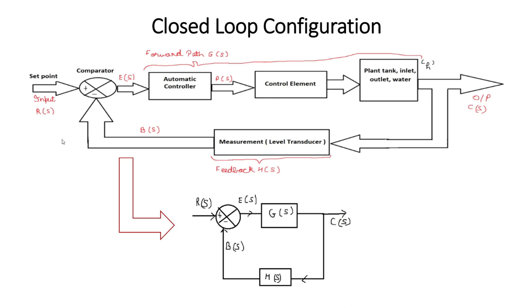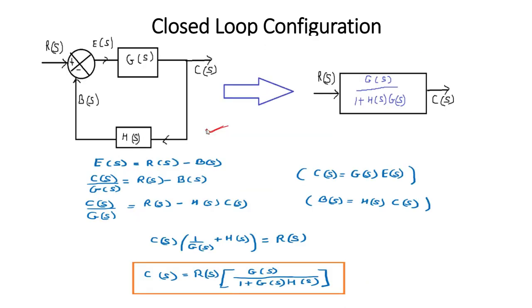So this big flow chart can be reduced to this flow chart. This is a basic block diagram, where all the elements present in the forward path are denoted by a single element G(s), and all the elements present in the feedback path are denoted by H(s), and this is your input R(s), this is your output, this is your error signal, and this is your feedback signal. So this was your simplified block diagram.